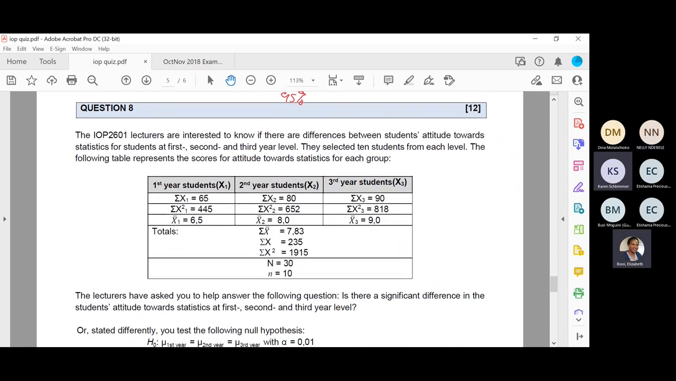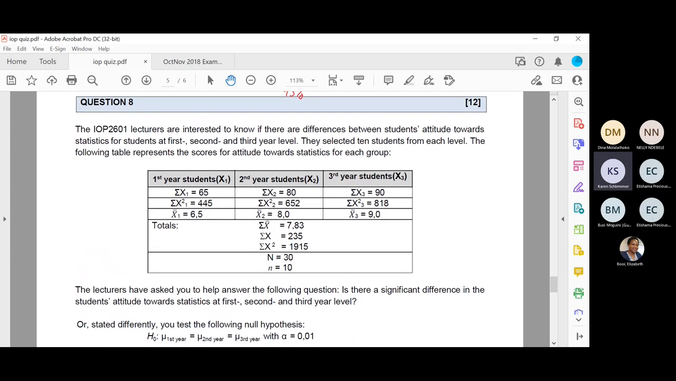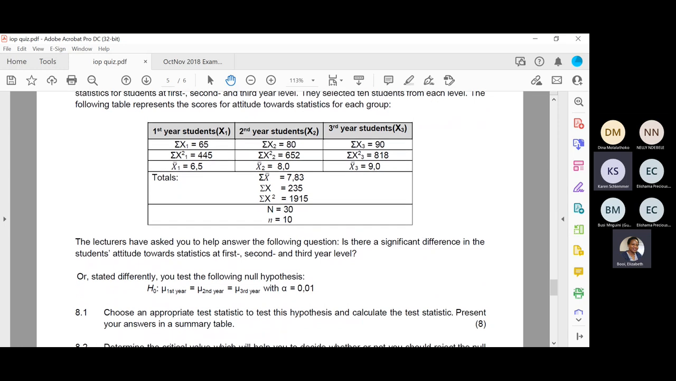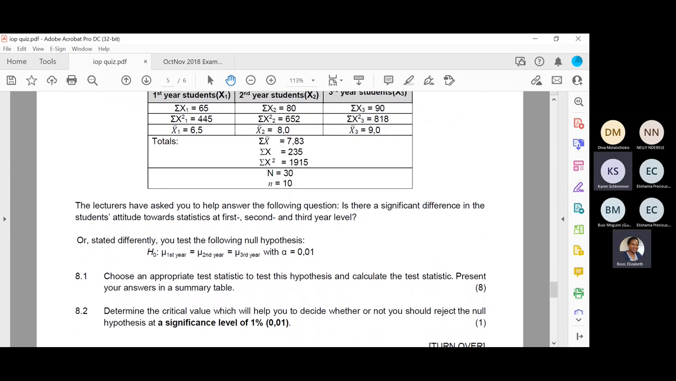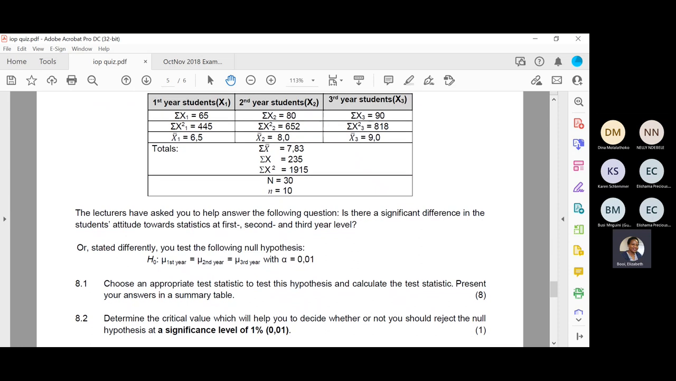Then we move on to question 8, which is an ANOVA question. I'm not going to read the statement. Given the table with all the information, the lecturer has asked you to help answer the following question: is there a significant difference in the students' attitude towards statistics at first, second, and third level?